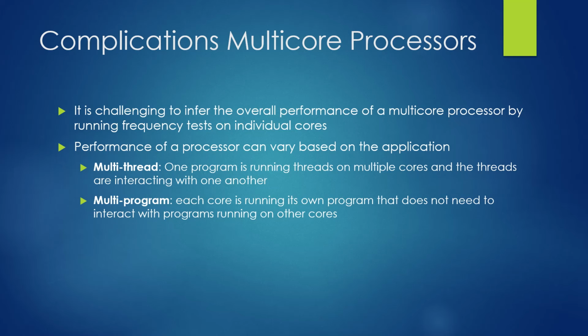A multi-thread application would be a single program that has multiple threads running together across multiple cores on a processor. These threads would be interacting with one another to process some information. A multi-program application would be a load where each core on a multi-core processor is executing its own program that's not interacting with other cores, and so the overall performance is different based on the single cores in a multi-core processor.